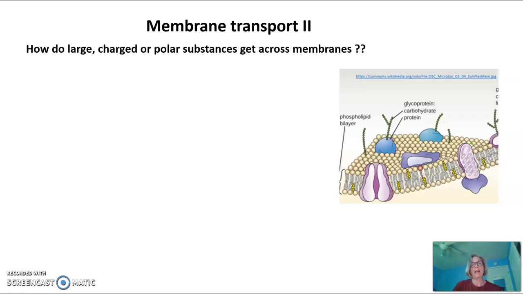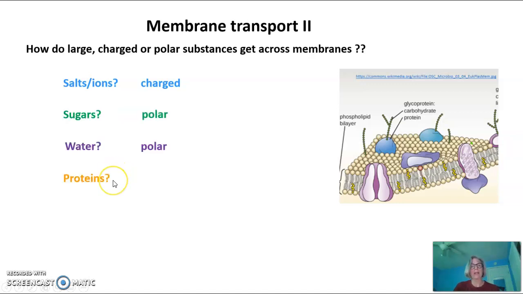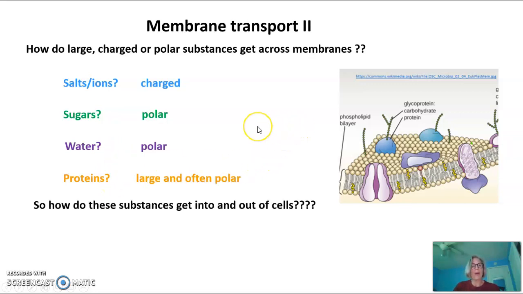The question we want to ask tonight is, how do large, charged, or polar substances get across membranes? Things like salts and ions, they're charged. Sugars, they are polar. Water, very polar. Proteins, large, and they're very often polar. So how do these substances get into and out of cells? Clearly, they're not membrane soluble. They cannot pass through a cell by simple diffusion.